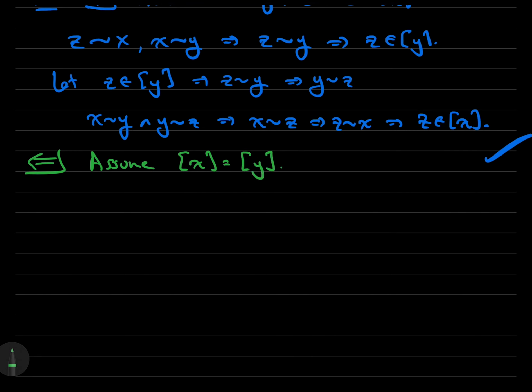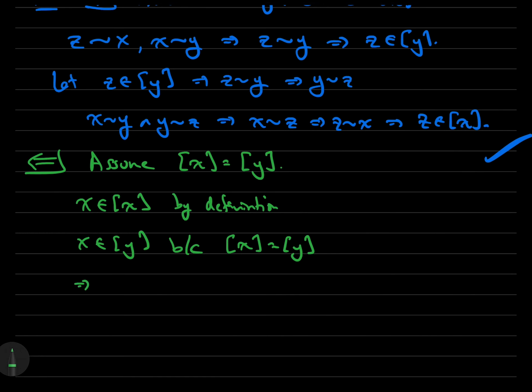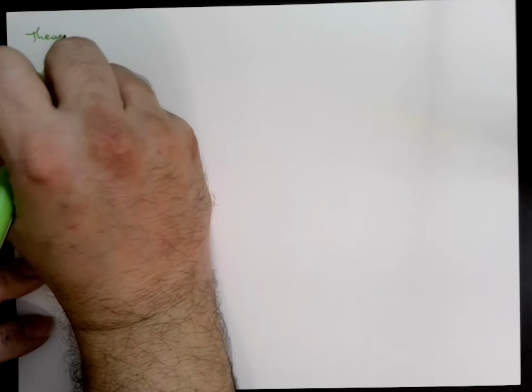Now let's go the other direction. Let's assume that x and y generate the same equivalence classes. By definition, x is in the equivalence class corresponding to x. Since these sets are equal, x is in the equivalence class corresponding to y, and therefore x relates to y. And we're done. Okay, now let's state the big theorem.